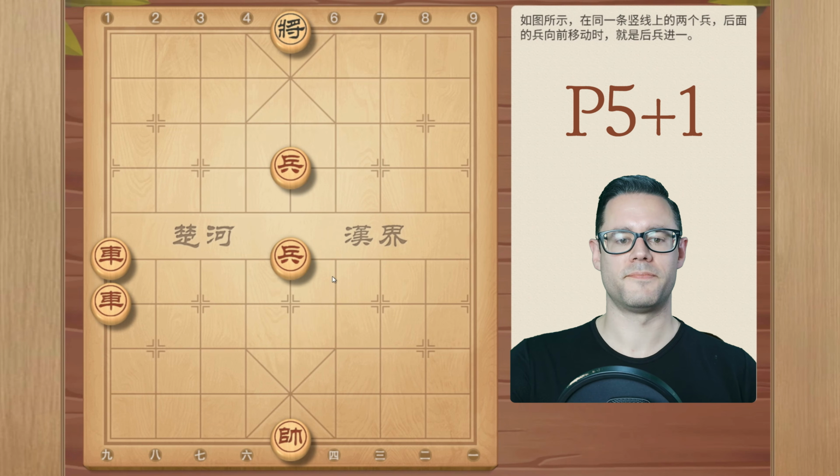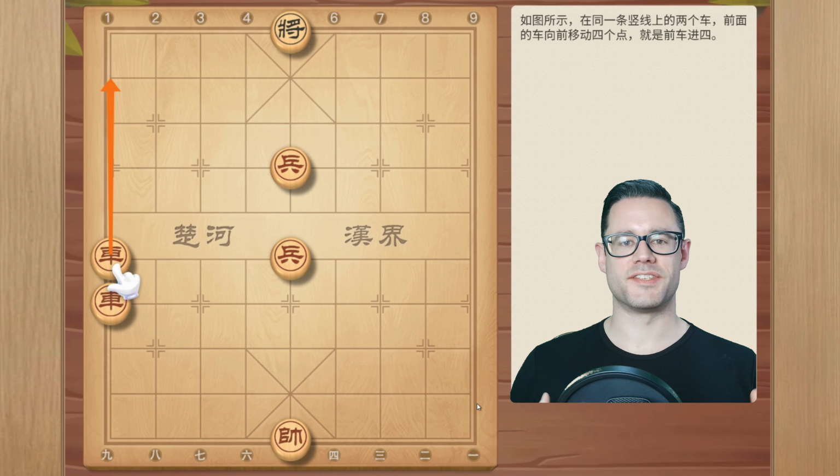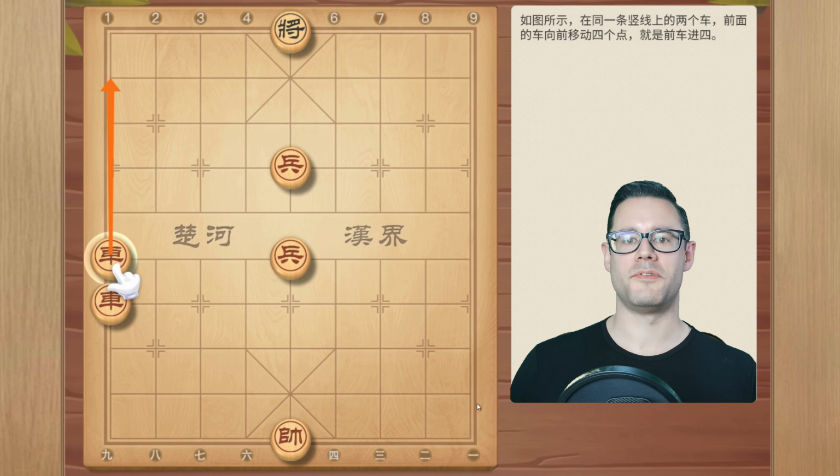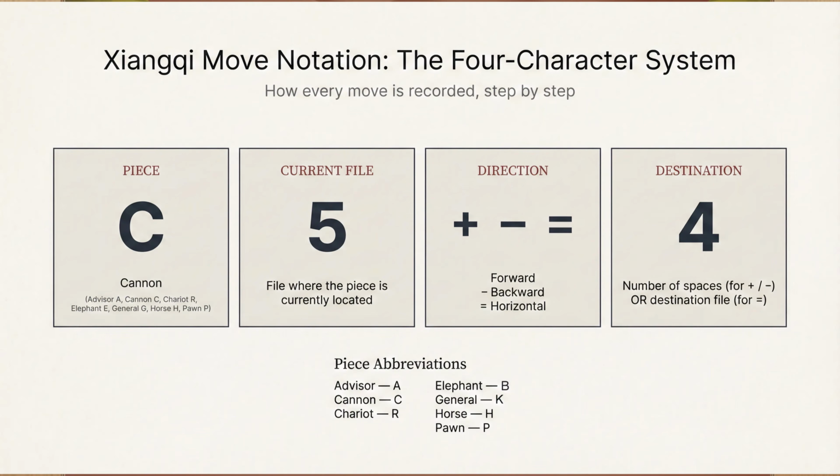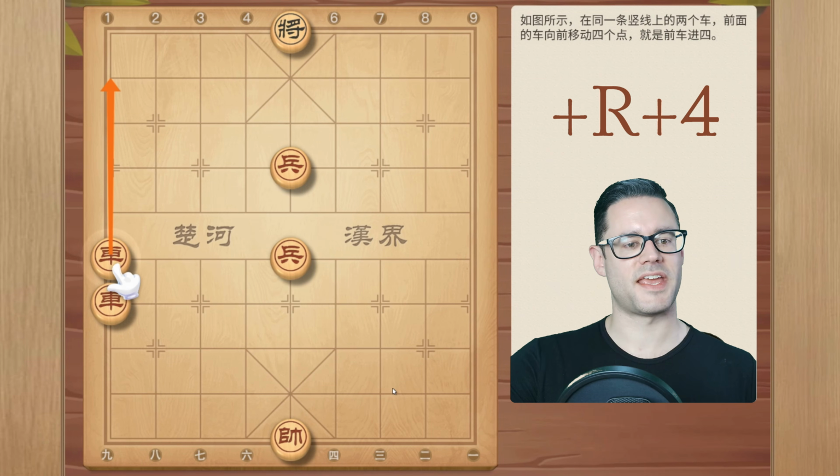Now, what if you have 2 pieces of the same exact type on a file? How would you know which one you're referring to if you said chariot on file 9 moves to file 7, for example? Well, the way we notate this is we use a plus or minus in front of the letter for the piece to be moved. So in this case, chariots are denoted with the letter R because they're like rooks in Western chess.